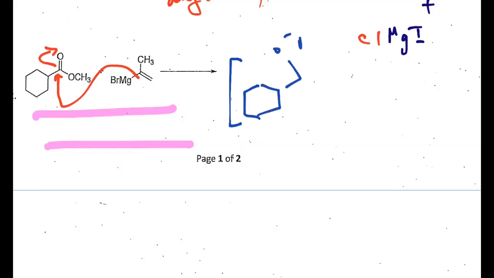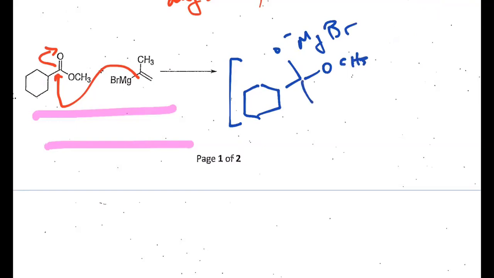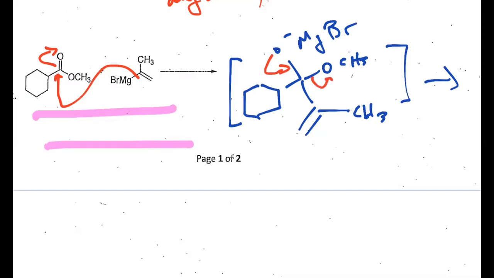O minus Mg. Let me erase that. That's from a different problem. Br, is that right? Yes. OCH3. And then the carbon from that vinyl group, right? That's my intermediate. And then what's going to happen to that? It's going to collapse, right? It's going to break down and kick off the OCH3 group. Like this, just like we just did. So what do you have left?